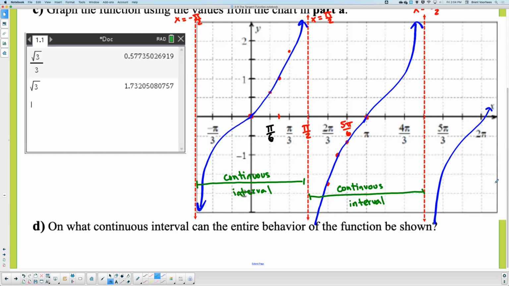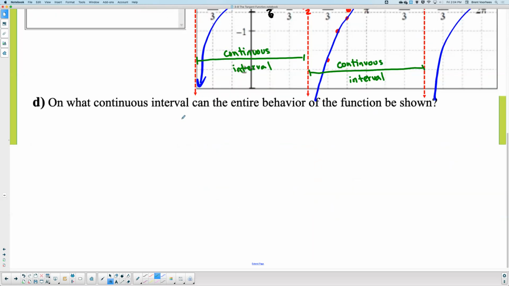What's the continuous interval that you'll be using in the time to come? We're going to use from negative pi over 2 to positive pi over 2. Whenever you do intervals, you're listing x values. I'm going to make sure I make a note of that too. X values.